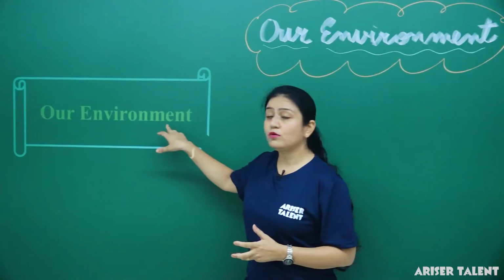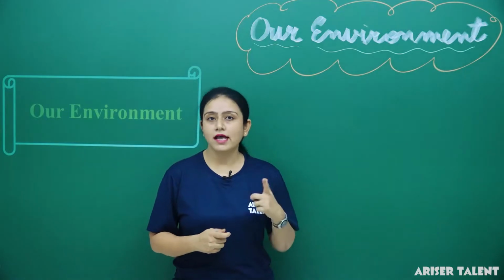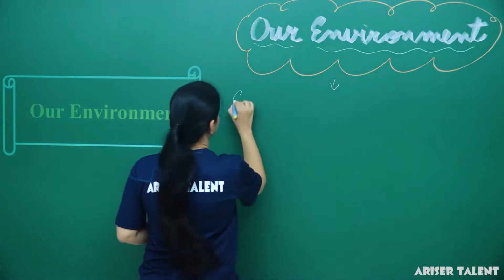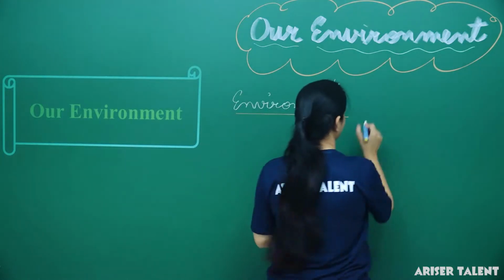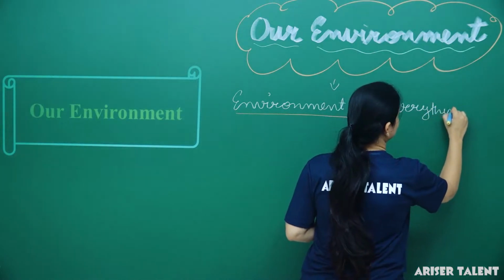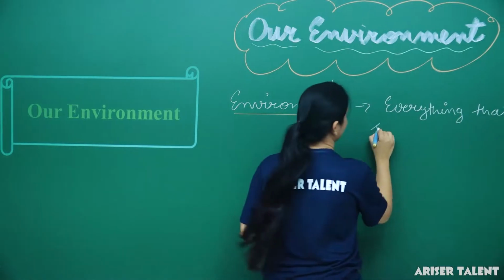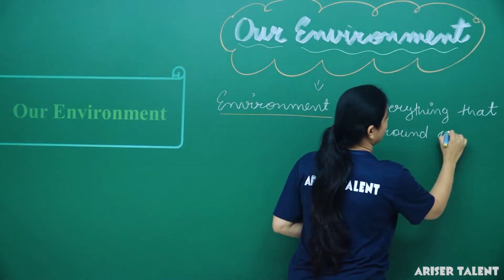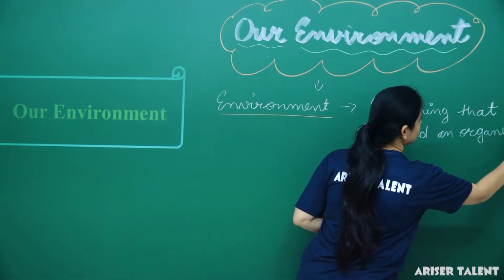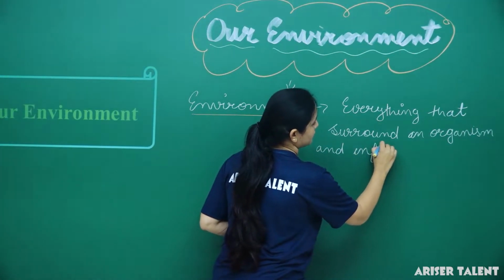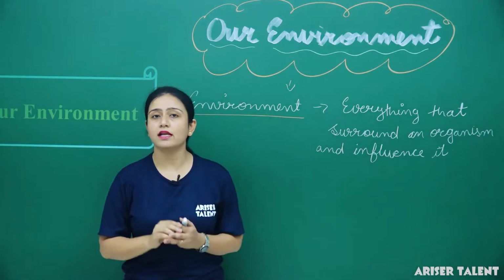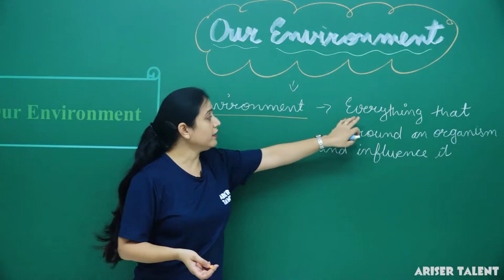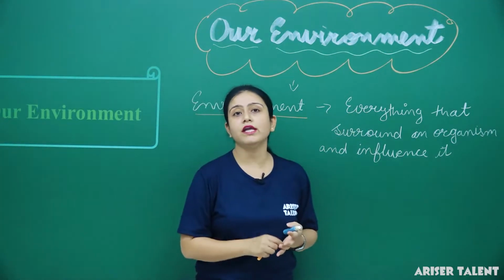Our environment, if we talk about the title, means everything which surrounds us and influences the organism. What is environment? Environment is everything that surrounds an organism and influences it. So that is known as its environment, and thus we can say everything. What is the everything? It may be living and it may be non-living.